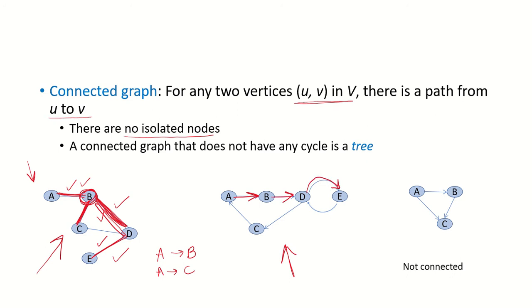Let's check for node B. Can node C be reached from node B? Yes, from here and here. Can node A be reached? Yes, from here, here and here. We follow this path. Can node D be reached? Yes, there is an edge. Can node E be reached? Yes, from B to D and then D to E. Similarly, you can check for nodes C, D and E also.